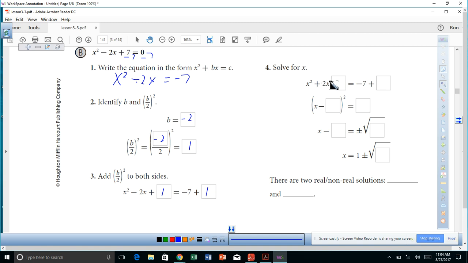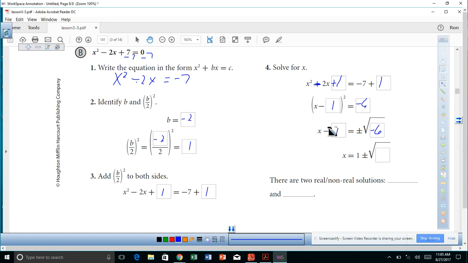That's going to give us x squared minus 2x plus 1 equals negative 7 plus 1. So that's x minus, and that's going to be 2 divided by 2, which is 1. I said x plus 2x right here, and that's supposed to be x minus 2x. And the negative 7 plus 1 is negative 6. So we're going to have (x minus 1) squared equals negative 6, so x minus 1 equals plus or minus the square root of negative 6.